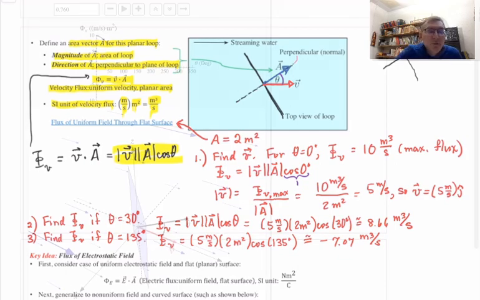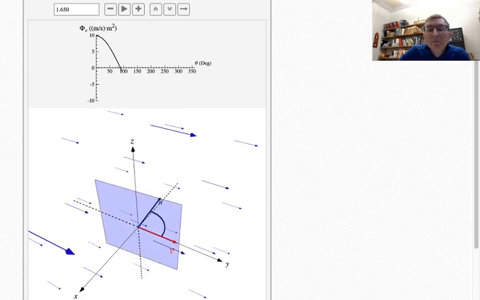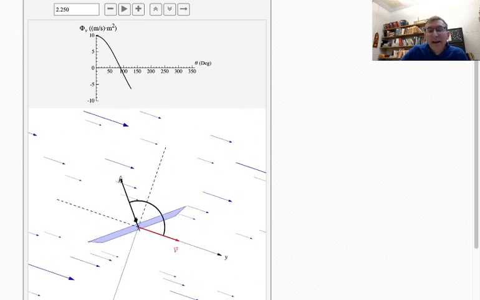If we look at it on Wiley Plus, 135 degrees is roughly something like that. Okay, so the angle between the n hat and the v is bigger than 90. And notice the flux value is indeed negative, and it does look like it's roughly around negative 7 meters cubed per second.